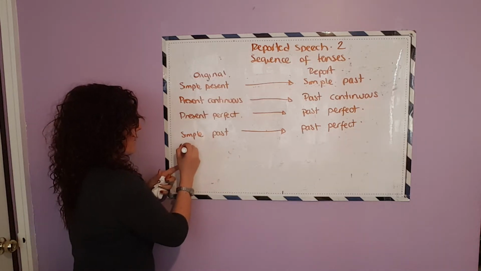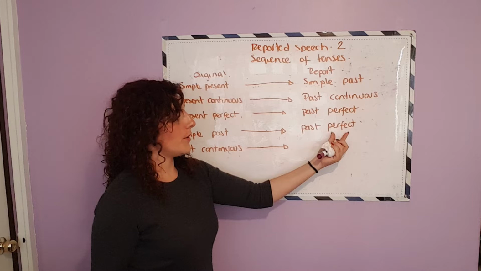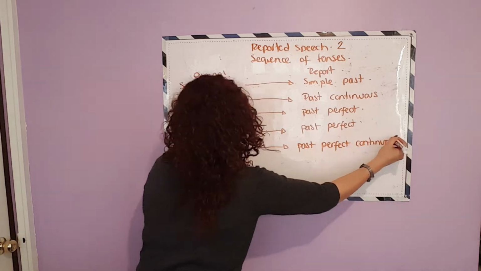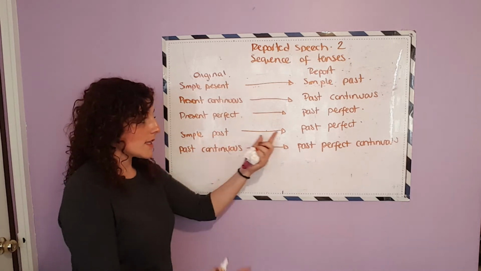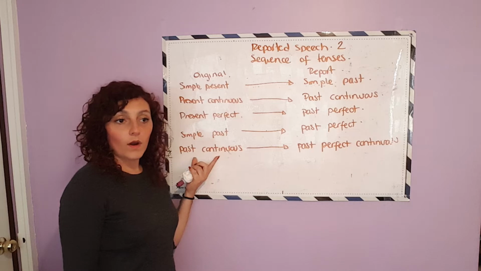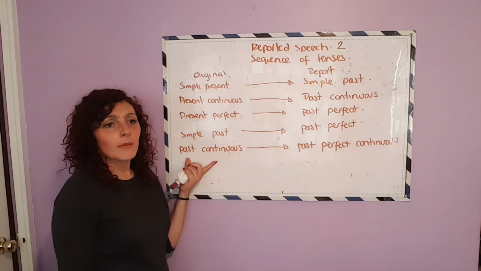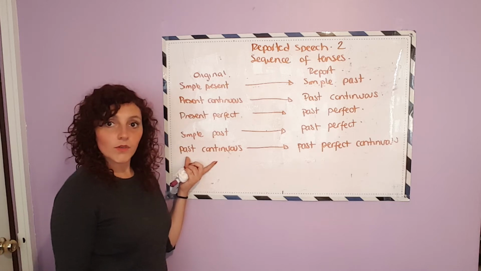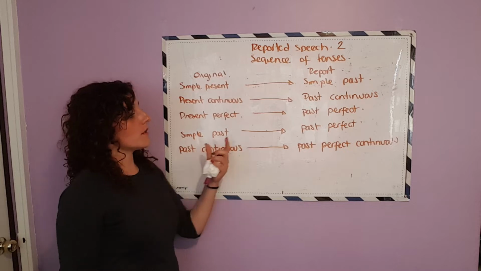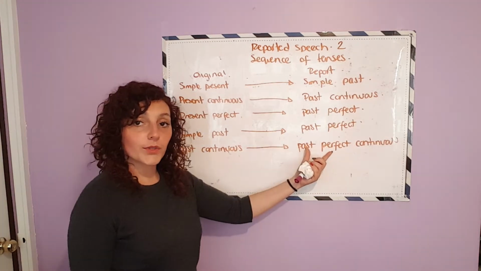Then, if you have the past continuous, then in your report you have to use the past perfect continuous. For example, I was watching TV. She said she had been watching TV. My sisters were dancing. She said her sisters had been dancing. Okay. My boyfriend wasn't listening to music. She said her boyfriend hadn't been listening to music. So as you can see, past continuous goes to past perfect continuous, right?